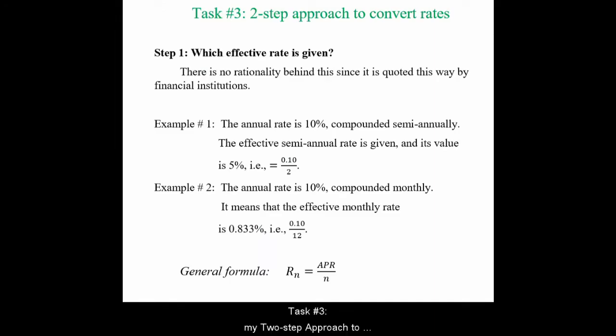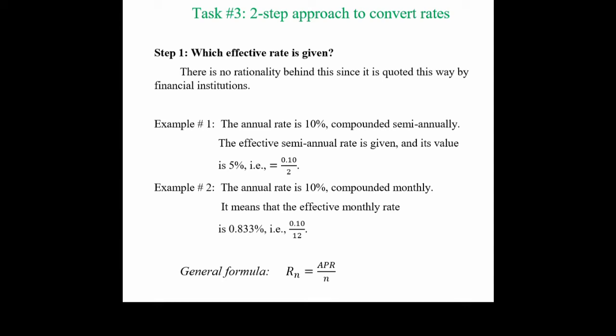Task number 3. My two-step approach to convert different interest rates. Step 1. Which effective rate is given? There is no rationale behind this first step, since it is quoted this way by the financial institution. Example number 1. The annual rate is 10% compounded semi-annually. The effective semi-annual rate is given and its value is 5%. That is 10% divided by 2. Why divided by 2? Because it's compounded semi-annually.